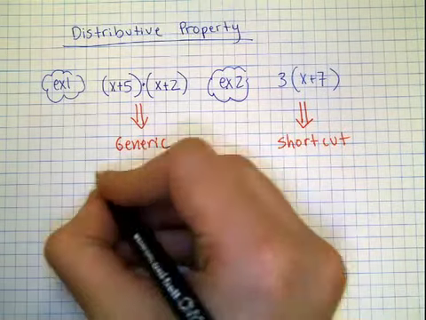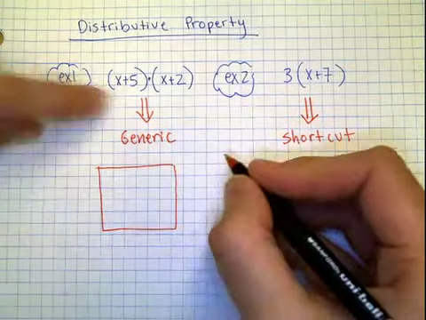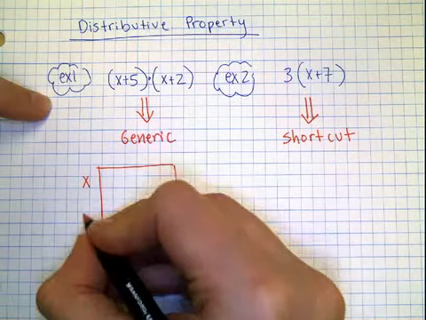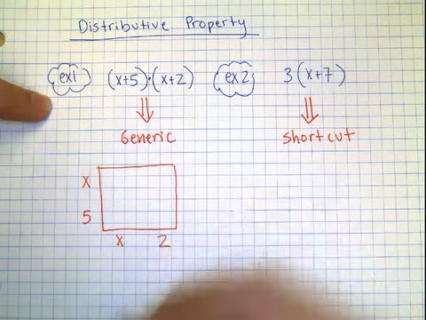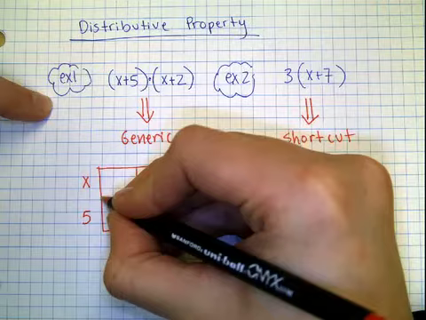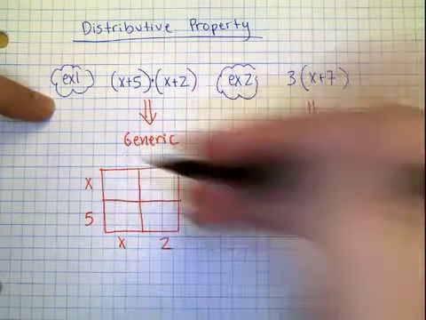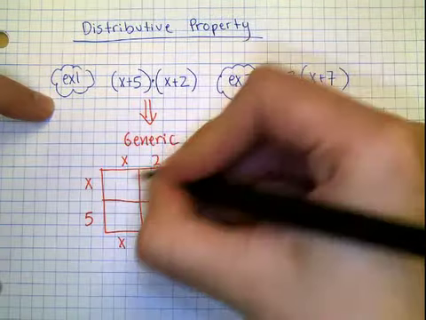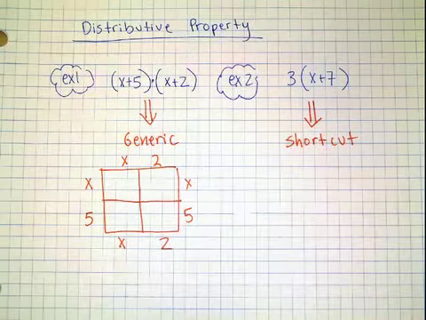For the rectangle, I'm going to draw my rectangle. These are the sides. X plus 5 can go on the side here, and x plus 2 can go on the bottom. And we'll split this up both directions down the middle. And then remember how we copy the borders? X and 2 also go on the top, and x and 5 also go on the other side. And then I'm going to go corner to corner and multiply these.